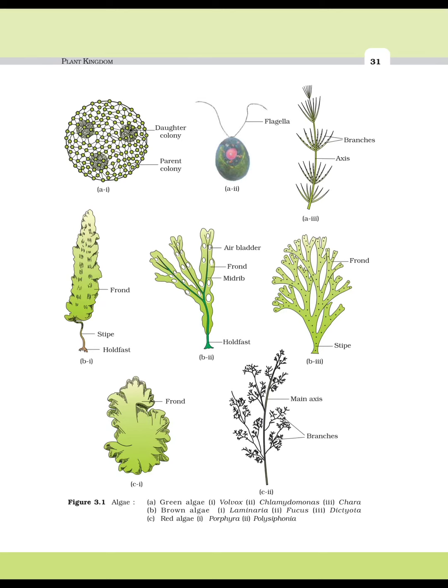If green colored pigment is present, they are named green algae, like volvox, which is a colonial one, and ulothrix, which is just filamentous. Then comes brown algae like laminaria and fucus, they have brown colored pigment. And lastly, red algae like porphyra and polysiphonia. So majorly these last two are mostly found in marine environments.